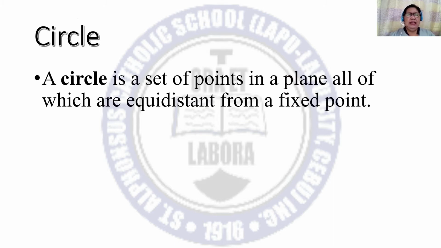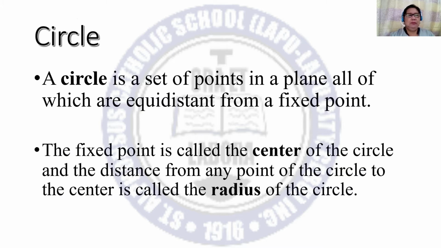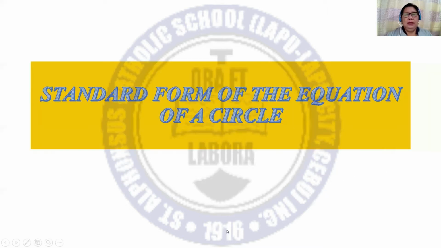A circle is a set of points in a plane, all of which are equidistant from a fixed point. The fixed point is called the center of the circle, and the distance from any point of the circle to the center is called the radius of the circle. Let us have now the standard form of the equation of a circle.